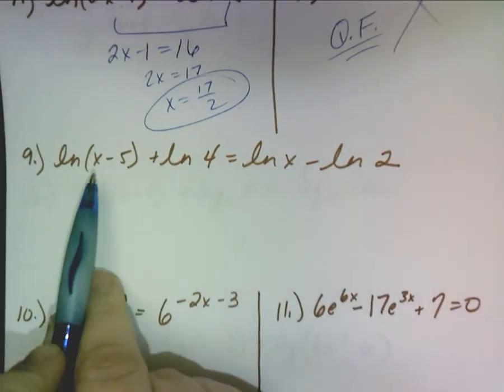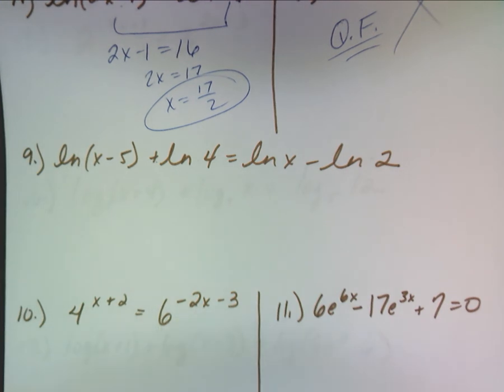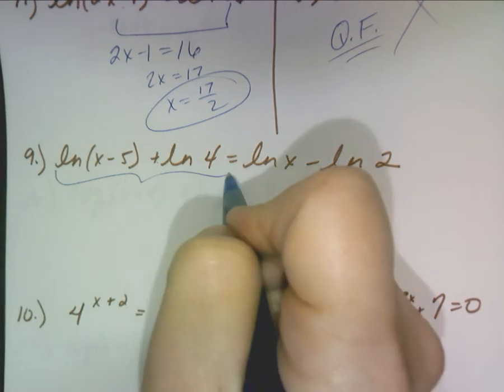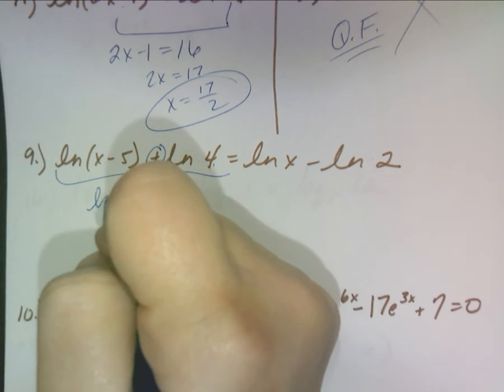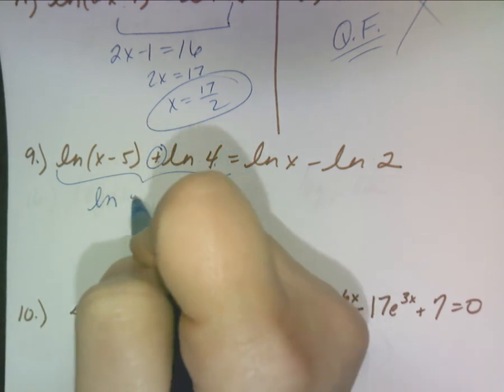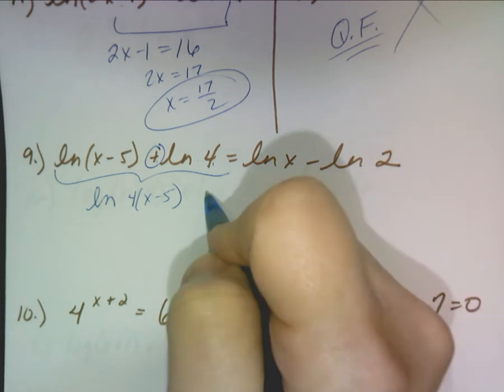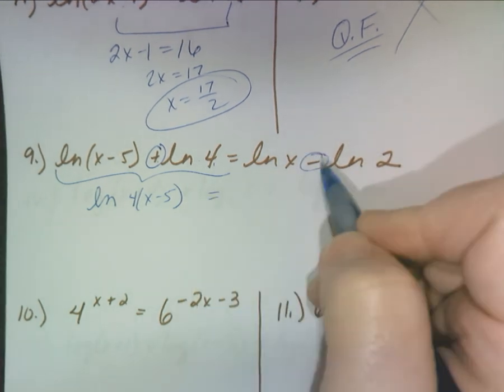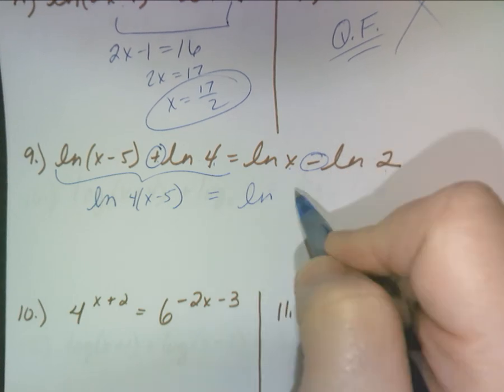Number 9, again, I see a bunch of ln's. Condense. If you see a bunch of ln's, condense both sides. So if I condense this side with adding, that means I multiply these two. So I have the ln of 4 times x minus 5. On this side, I'm minusing, so I have the ln of this divided by this.